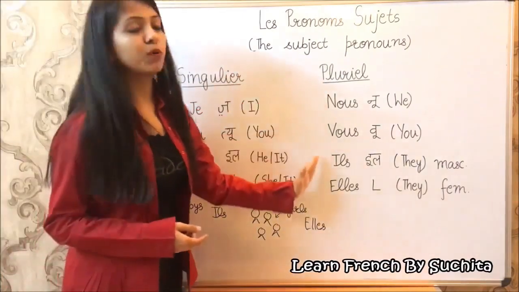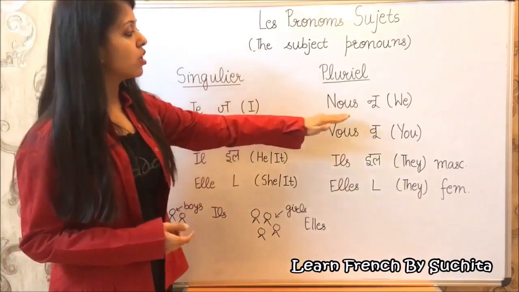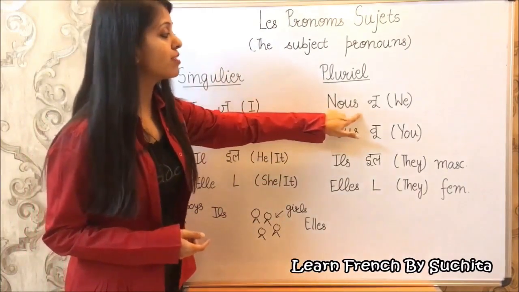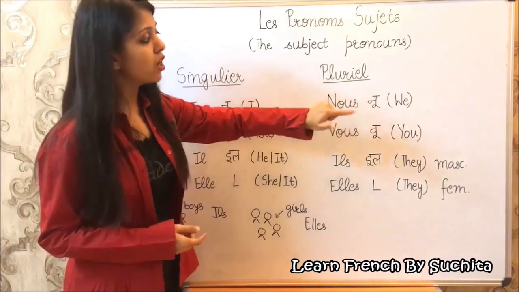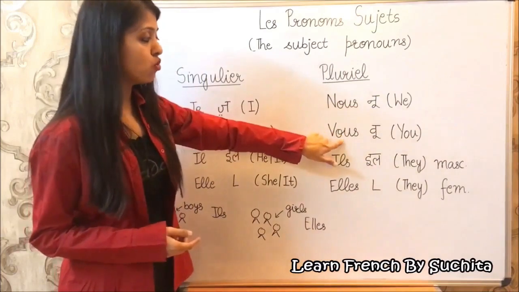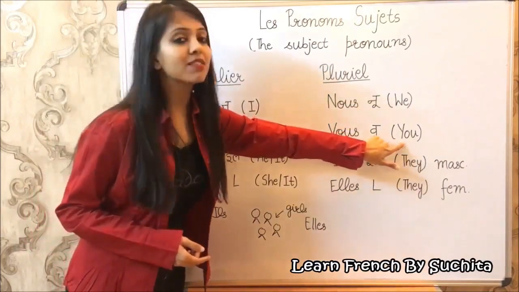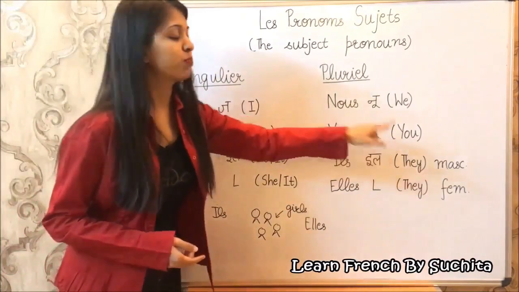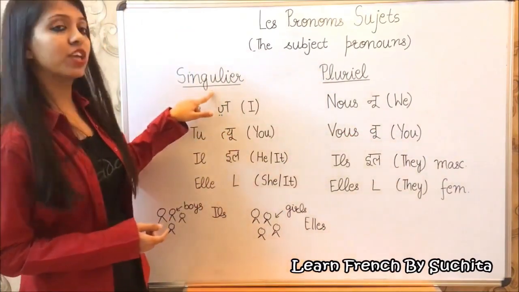Then let's move on to the plural subject pronouns. The first is nous. The pronunciation is nous. We will not pronounce the last consonant S. Okay, so the meaning is we. Now vous, the meaning is you. Now what is the difference between this you and this you? This is used for singular people.